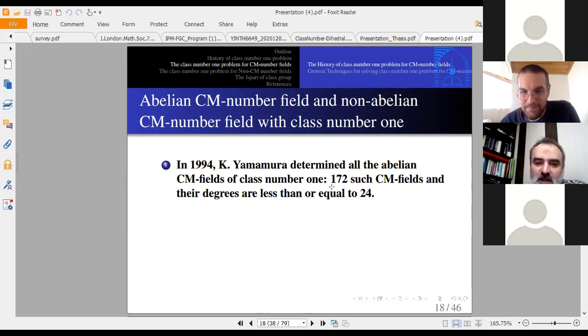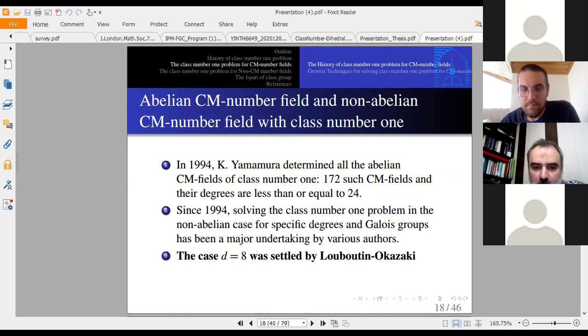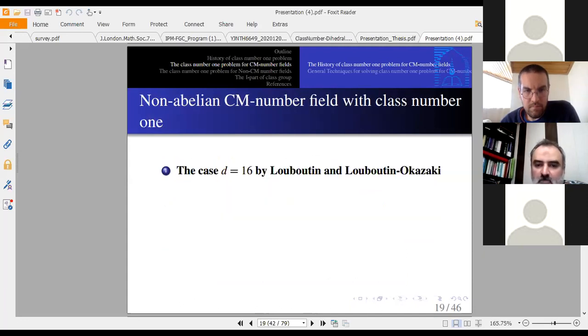Okay, so among the abelian ones, you have 172 complex multiplication fields, and the degrees are less than 4. Now that was abelian, and you want to think about non-abelian ones. Among the non-abelian ones, degree 8 was done by Lubotin and Okazaki. Degree 12, again by Lubotin, Okazaki, and Olivier. And again, two papers by Lubotin and Okazaki, the case of 16.